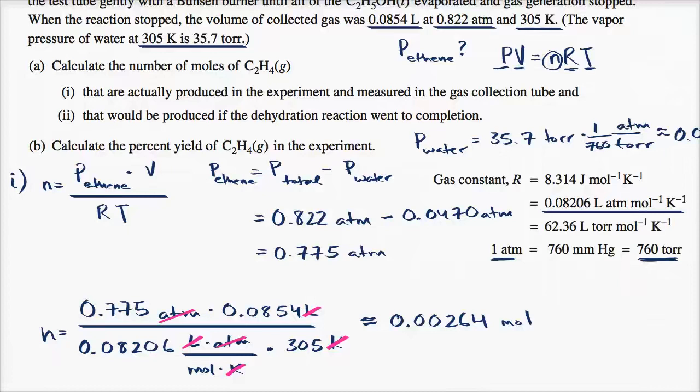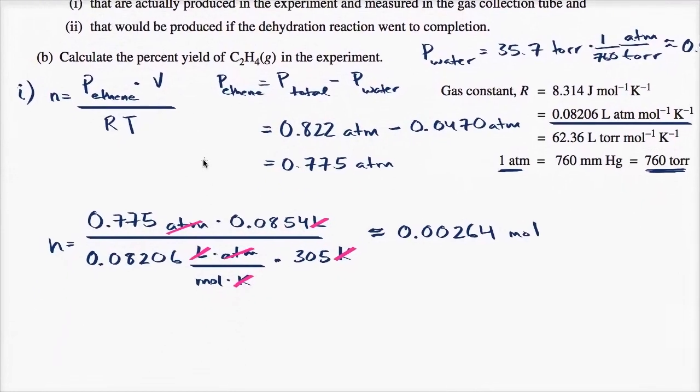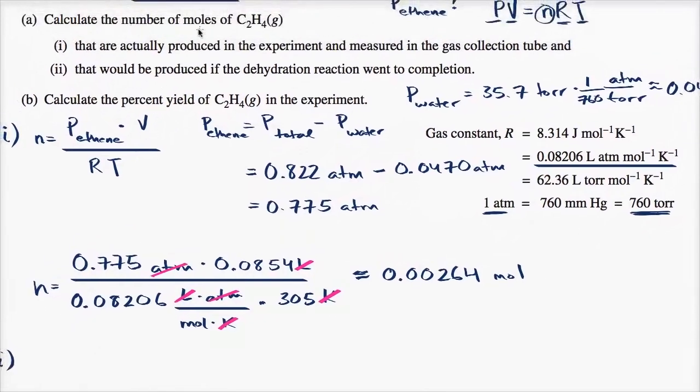All right, now let's tackle, in the last video we did the first part of part A. Now let's do the second part of part A. So the second part of part A, they say calculate the number of moles of ethene that would be produced if the dehydration reaction went to completion.